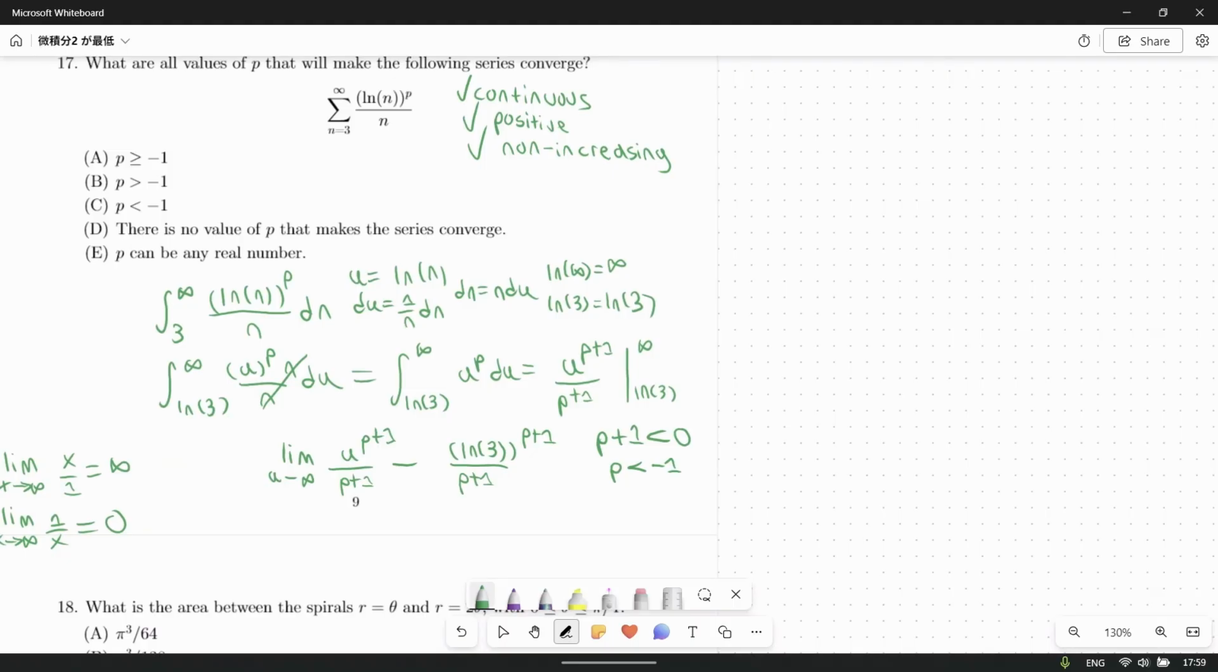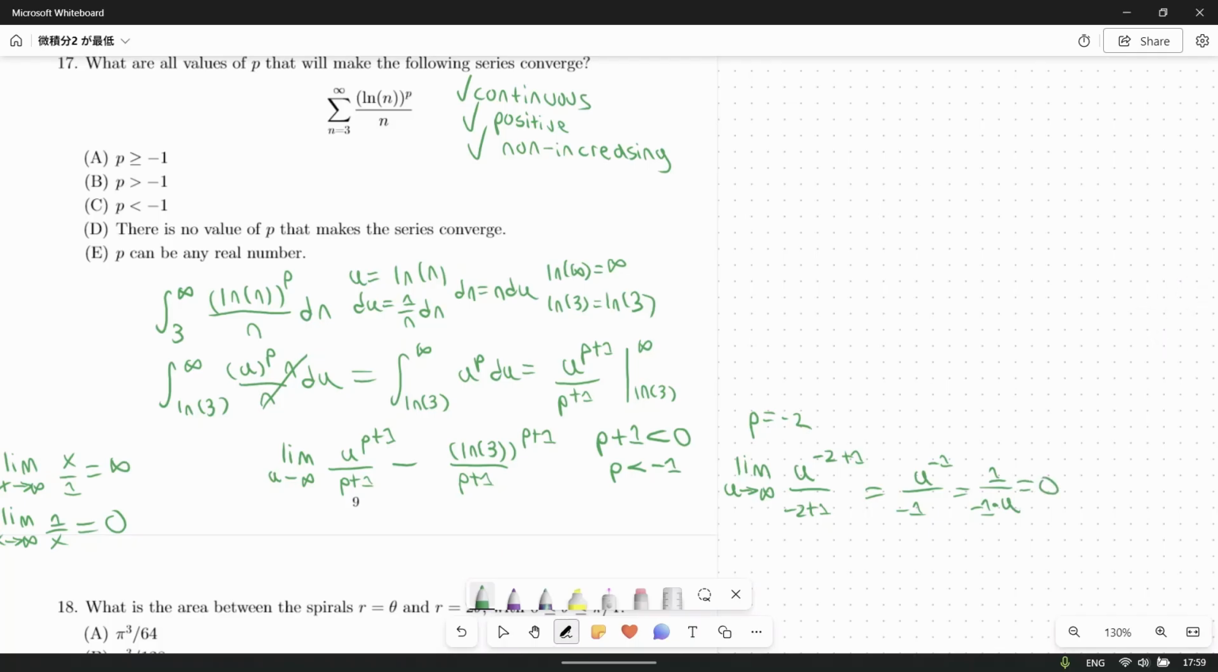Since we need p to be strictly less than negative 1, let's just say p is equal to negative 2. In the case of p equal to negative 2, then we end up with a limit as u approaches infinity of u to the negative 2 plus 1 over negative 2 plus 1, which simplifies to u to the negative 1 over negative 1, which simplifies to 1 over negative 1 times u. And so you can see that we have a bottom heavy fraction, and so this limit would go to 0.